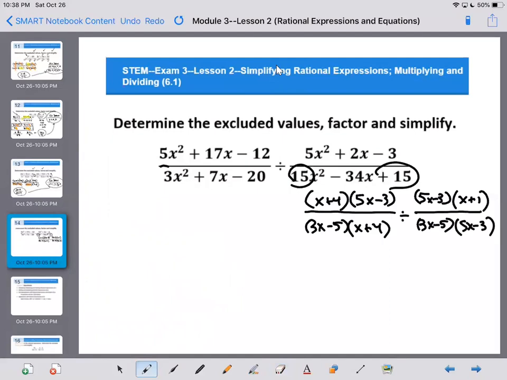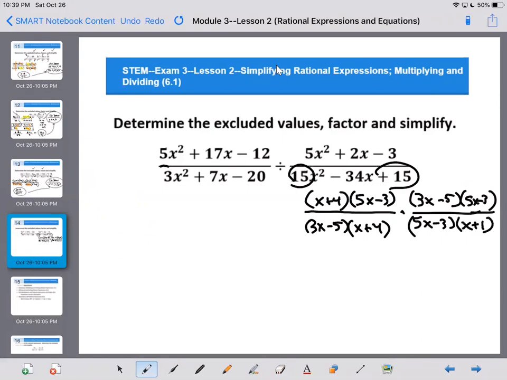Now we need to go ahead and take the reciprocal of this one. So we would have x plus 4, 5x minus 3. And just in the case of time here, I'm just going to erase those and change it to multiply. And so we should have 3x minus 5 and 5x minus 3. They were both in the denominator. They're now in the numerator. Down here we would have 5x minus 3 and x plus 1. Those were both in the numerator.